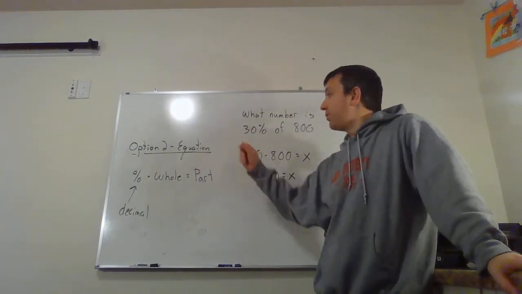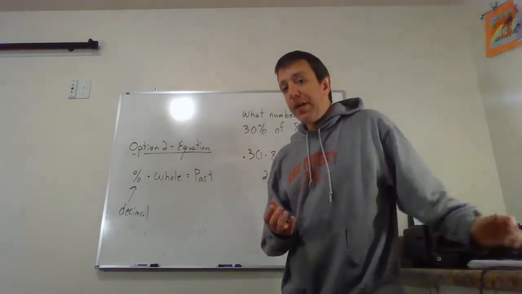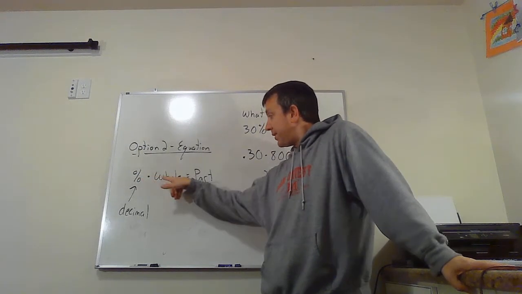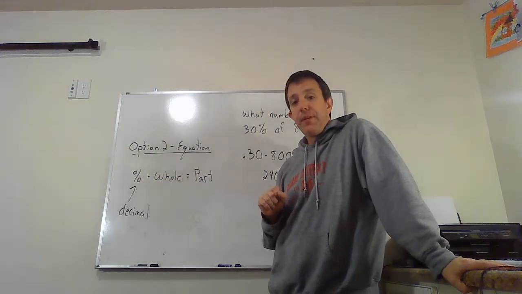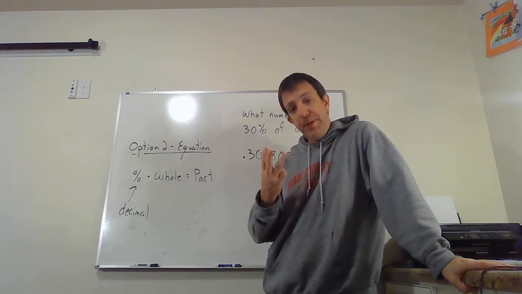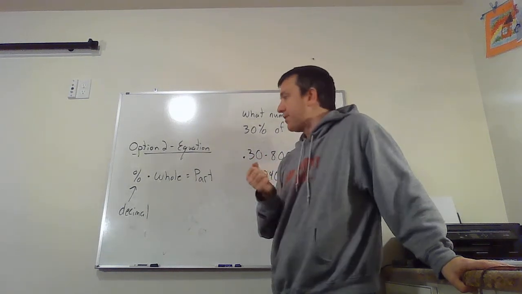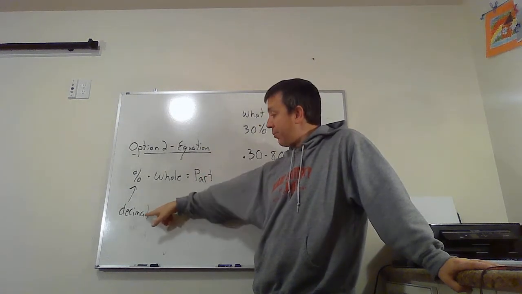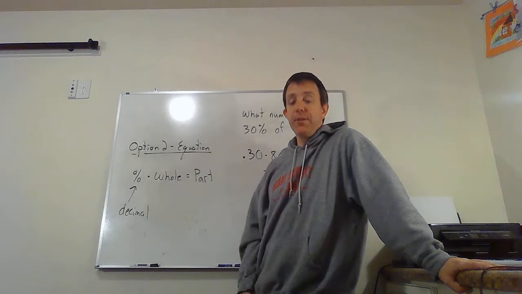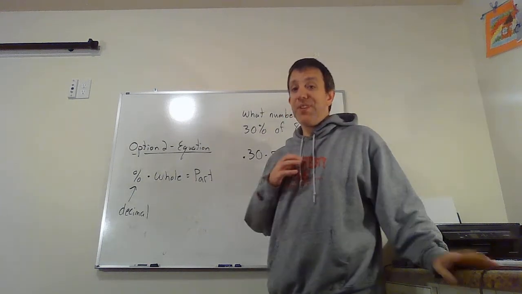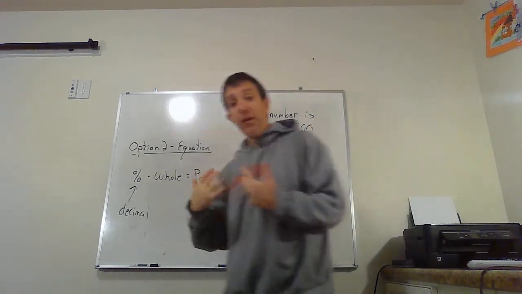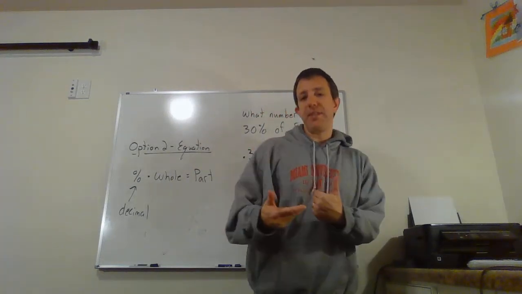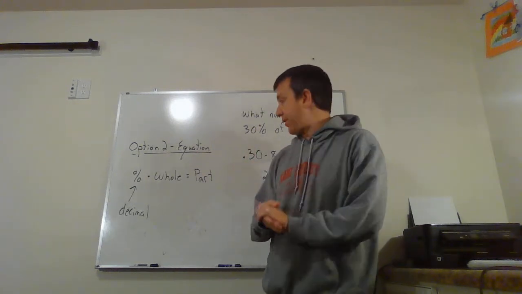Okay, so option 2, the equation method. The equation method, we just set up a little tiny equation that works by percent times the whole is equal to the part. So again, just like before, we need those 3 pieces. Notice there's no extra 100 this time because we're not making a proportion. We need the 3 pieces, but this time it's important that the percent has to be changed to a decimal. If you don't change it to a decimal, this is not going to work. And also, that means if you are trying to find a percent, it's going to end up as a decimal and you'll have to change it back. So we'll look at one of those here in a minute.